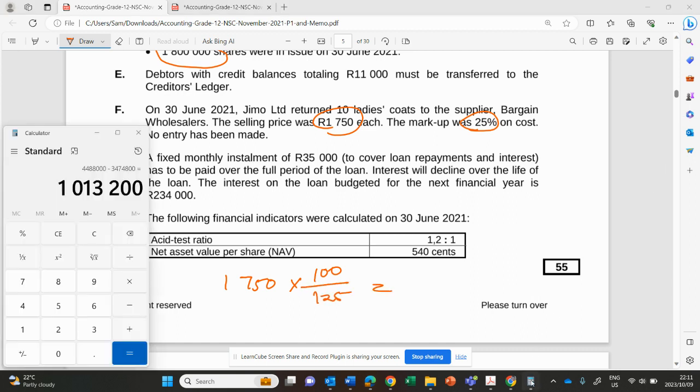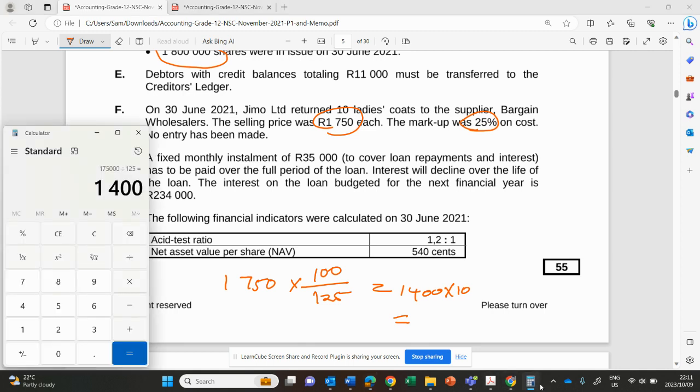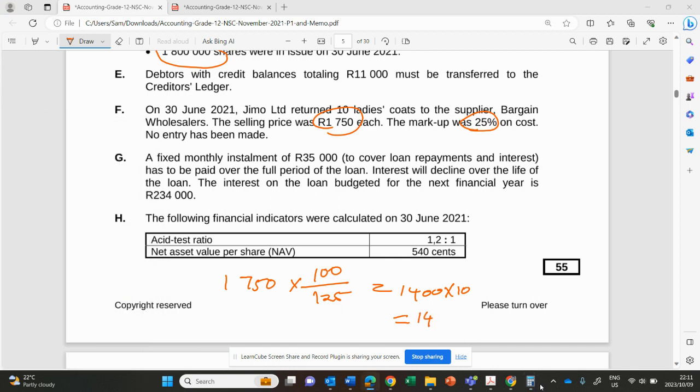So we'll get the cost price. 1,750 times 100, then divide by 125. So it's 1,400 per ladies' coat. Now, how many were returned? 10. So obviously this is going to be 14,000, isn't it? Times 10, then it's going to be 14,000. So the 14,000 we returned to the supplier and was not recorded. No entry has been made.